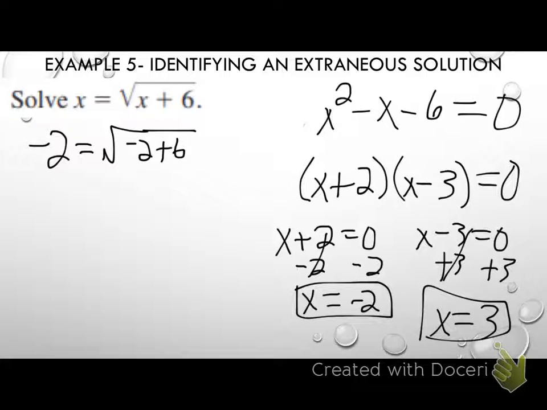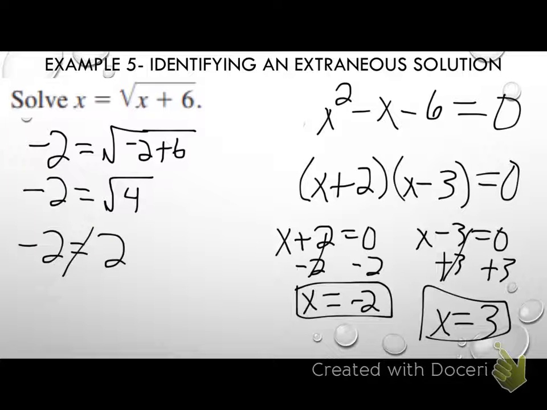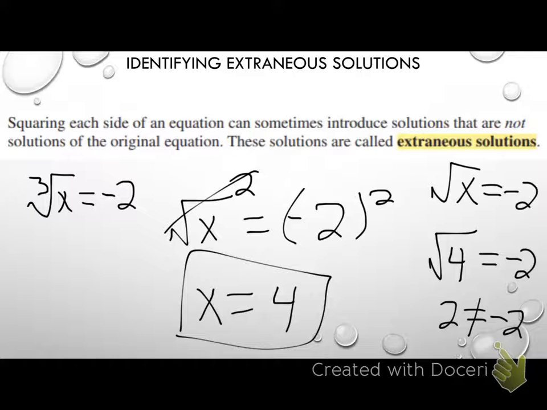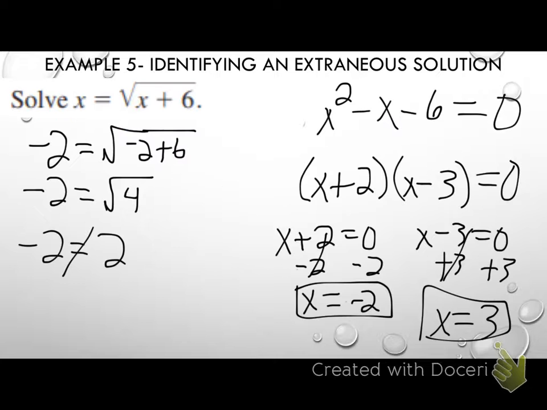So, what's -2 plus 6? 4. What's the square root of 4? 2. Does -2 equal 2? No. So x equals -2 is what? An extraneous solution, right? So x equals -2 I cannot include as a solution of my equation. So that one's not a solution.